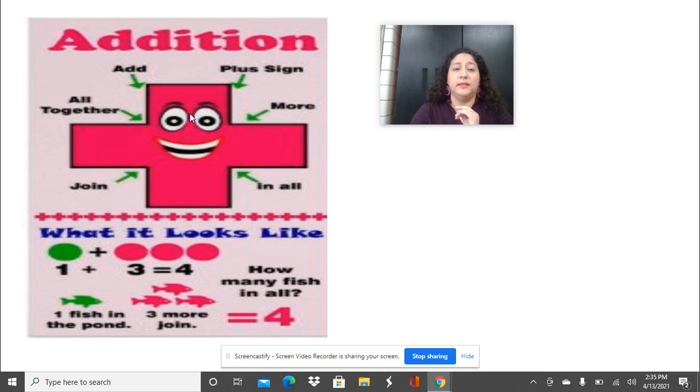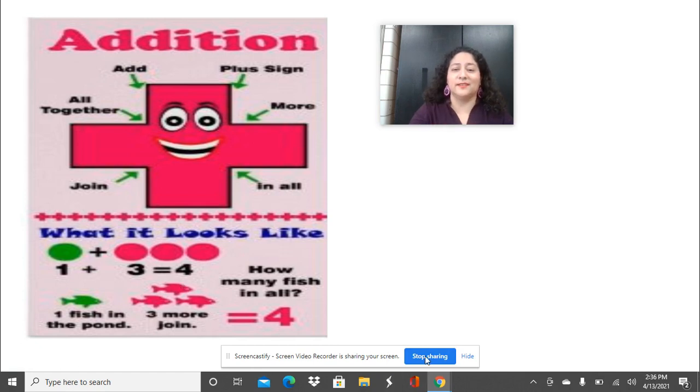Remember, this is the plus sign. That's the name of that sign. Whenever we see that plus sign, it means we're going to add. But today, we're not going to worry so much about the number sentences. We're going to be listening to the word problems in order to be able to add and get an answer. So let's do a couple activities and then we'll talk about your homework.